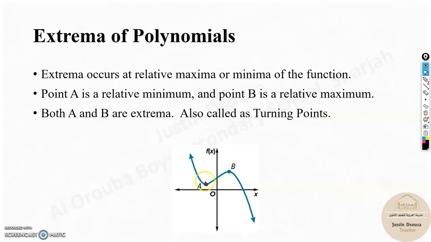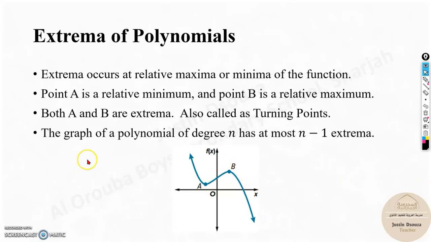So these both points are extrema. Again, I repeat, please don't see the lines where it extends forever. And these are also called turning points. Why? Look, the graph over here was going downwards and it turns and moves upwards. See, decreasing, and over here at point A, it increases and again decreases after point B. So they are also called turning points.